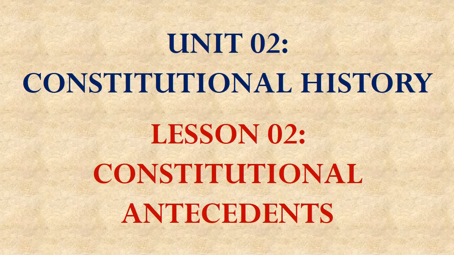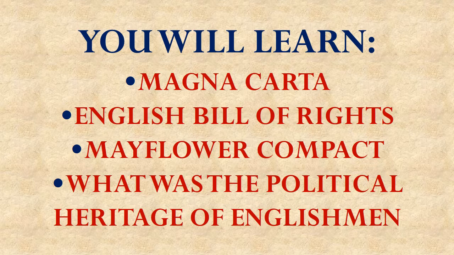This lesson is from Unit 2, Constitutional History, and it's Lesson 2 about constitutional antecedents. In this lesson, you'll learn about the Magna Carta, about the English Bill of Rights, about the Mayflower Compact, and what was the political heritage of Englishmen who came and settled in the New World.